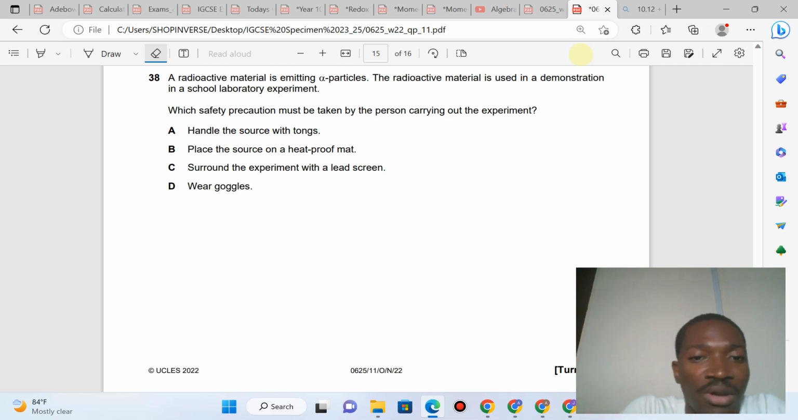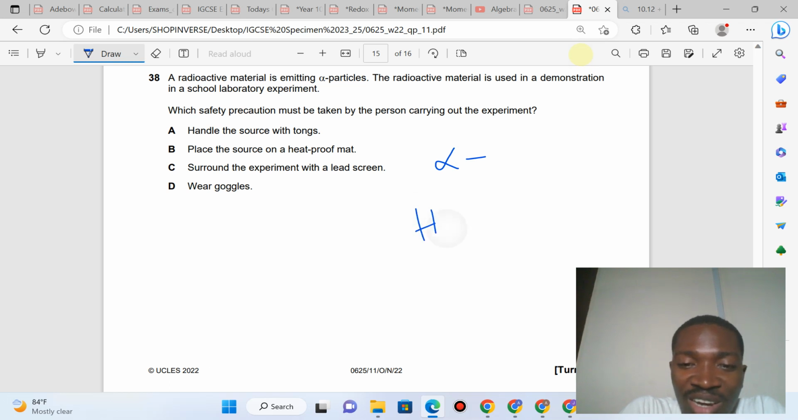Option A, handle the source with tongs. No, the alpha particle will still get to you. Option B, place the source in a heat-proof material. No, we are not interested in heat. These are alpha particles, okay? Alpha particles are helium nuclei, helium 2 plus. And it has nothing to do with heat proof.